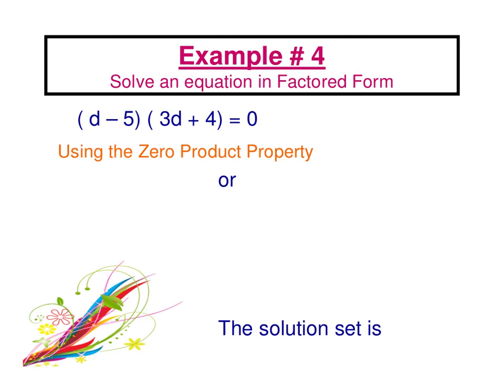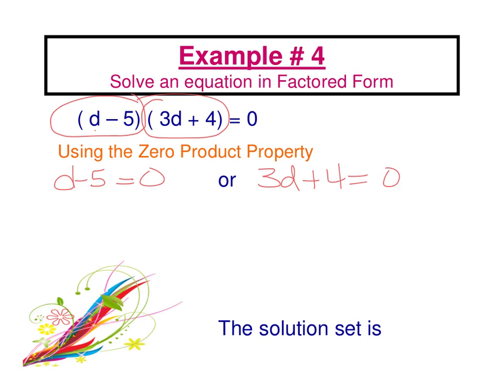So here's our problem we're going to solve. It's similar to that problem a minute ago, which we didn't solve. The zero product property says if two quantities multiplied together equal 0, then either the first one has to equal 0 or the second one has to equal 0. And then once you have these set to 0, all you do is solve both of these smaller equations.